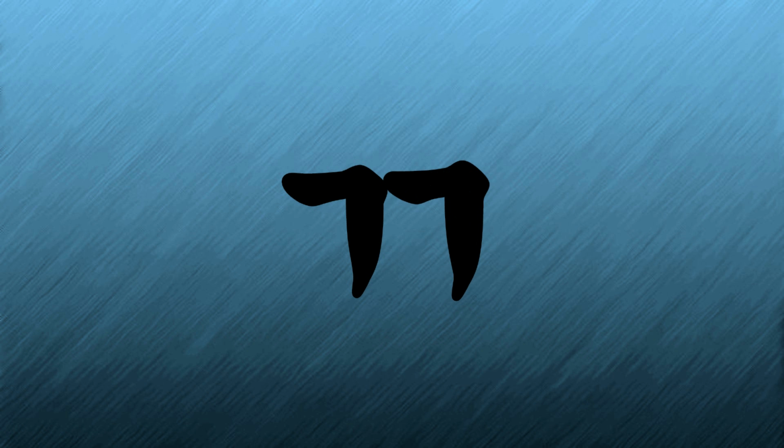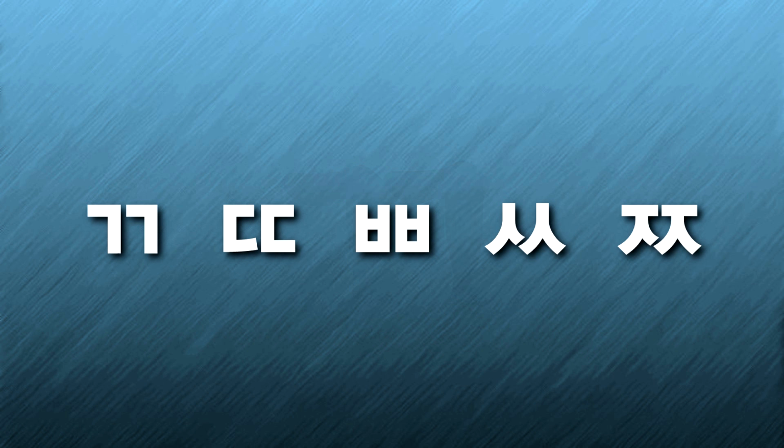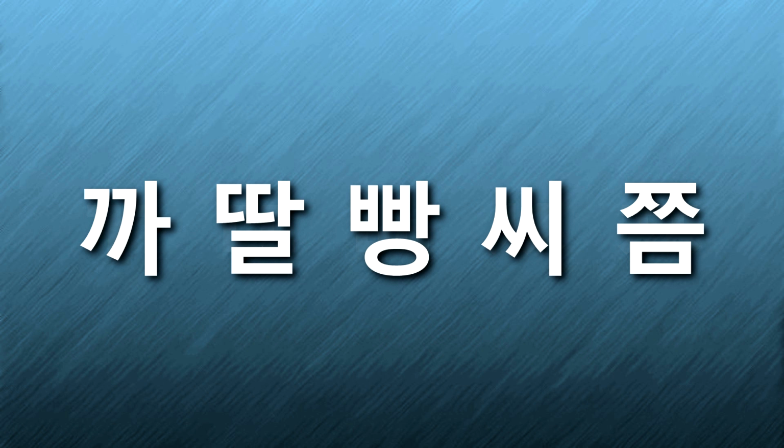To draw it, draw the letter once, and then draw it again to the right. And make sure to draw them a bit thinner than their regular versions so they don't take up too much space. The same thing applies to the other 4 double consonants, so we won't cover how to draw those again. First, let's look at a few examples, and then we'll talk about how to pronounce it. Ga, dal, bang, shi, jum.